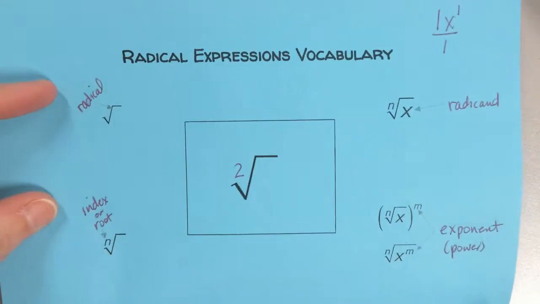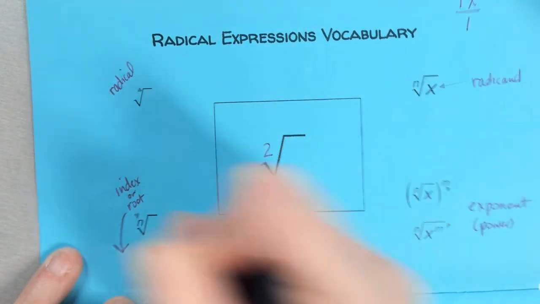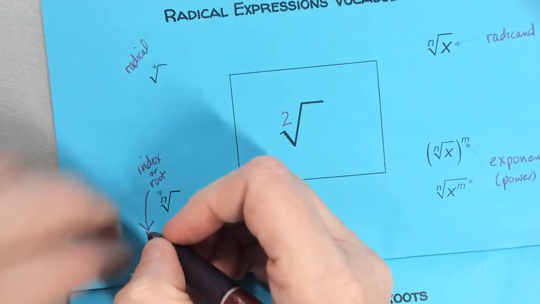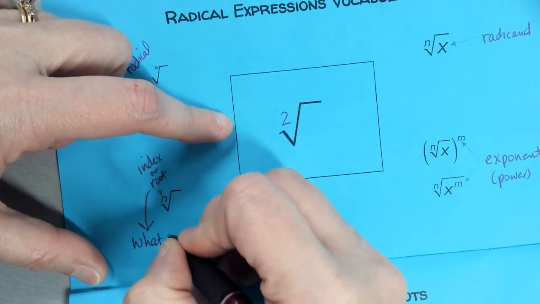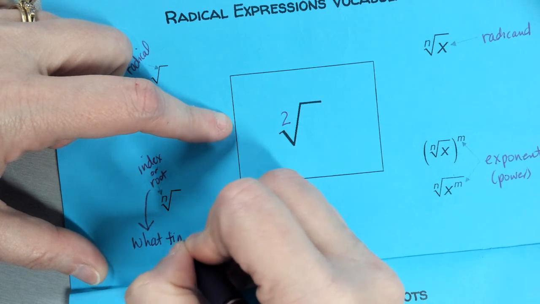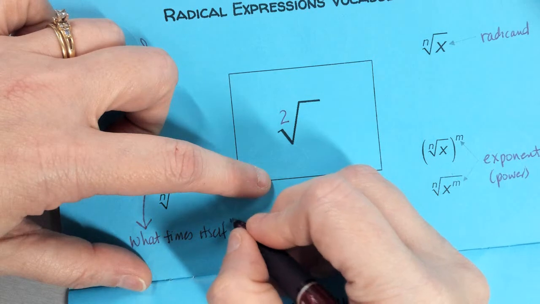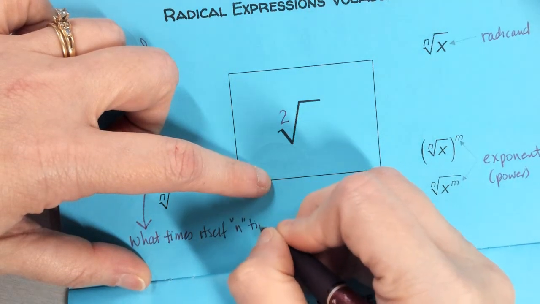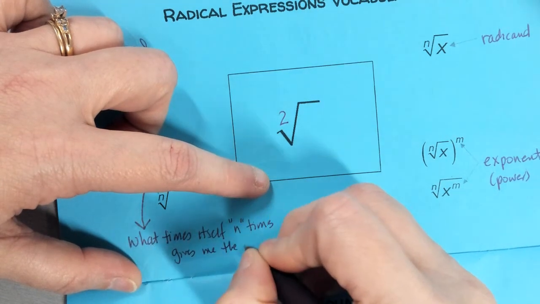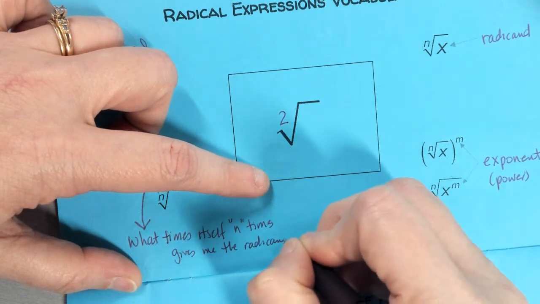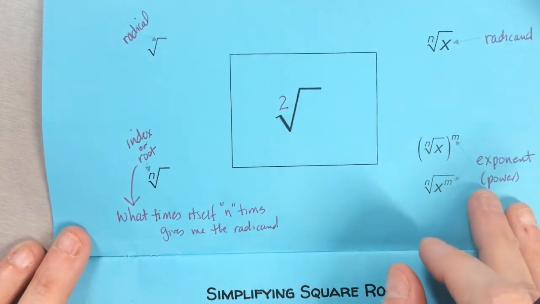Now we've got to understand what we're going to do with them. Let's really quick write this down because I want this to make sense to you. The root is what number times itself n times gives me the radicand. So what number times itself n times is going to give me the radicand?